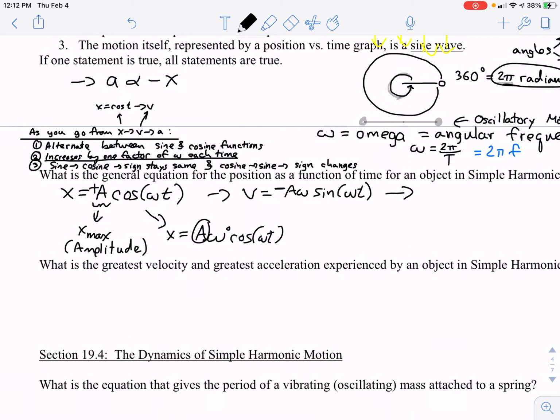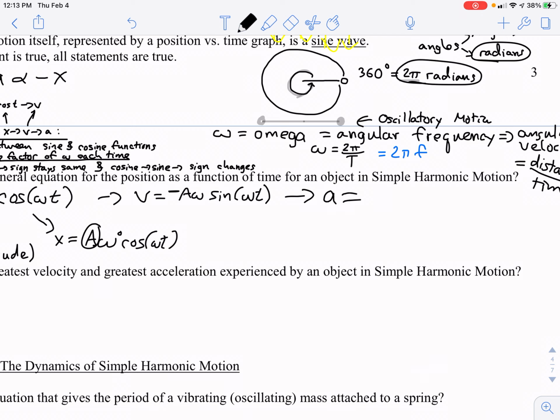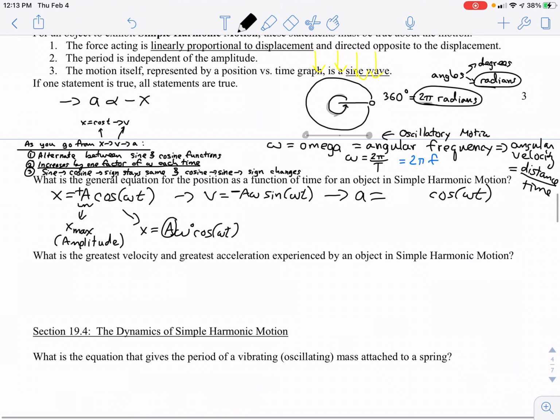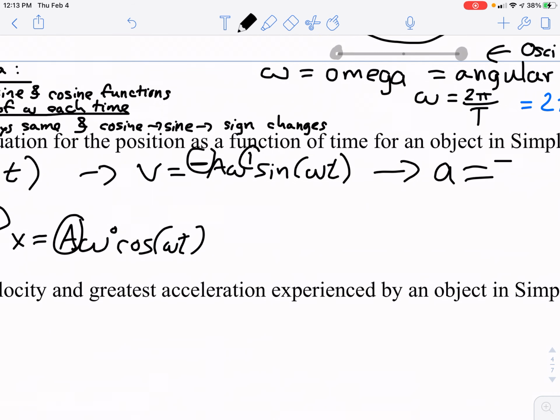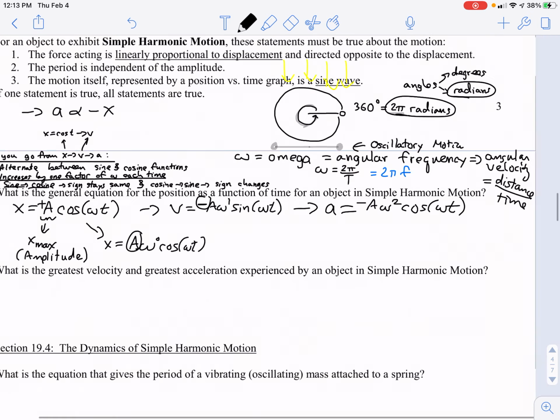Now, to get the acceleration function, you're going to do the same thing. Repeat the steps. We're going to alternate between sine and cosine. So acceleration is going to go from sine back to cosine of omega t. If you're going from sine to cosine, the sign stays the same. So since it's negative, it's going to stay negative. And lastly, we're going to increase by 1 more factor of omega. So if we are A omega to the 1st power, this now becomes A omega to the 2nd power.